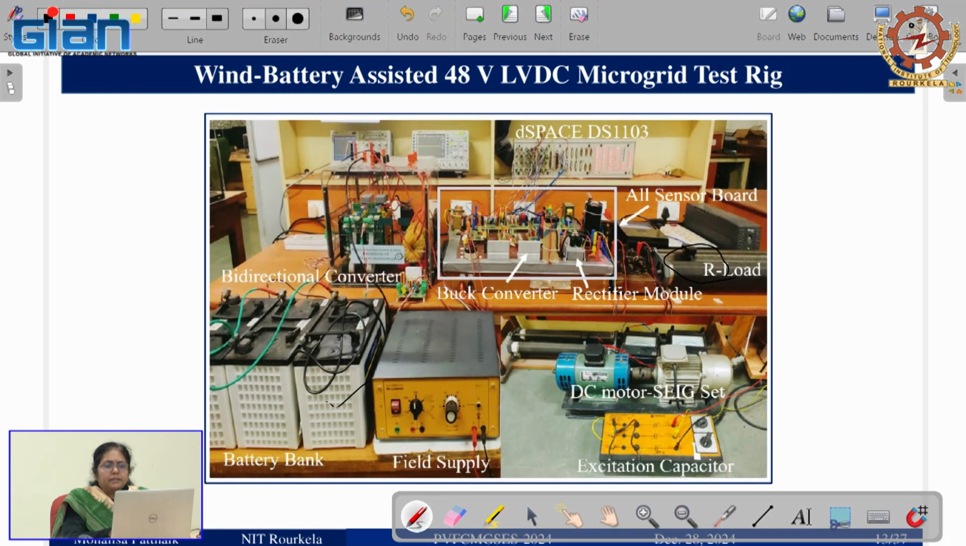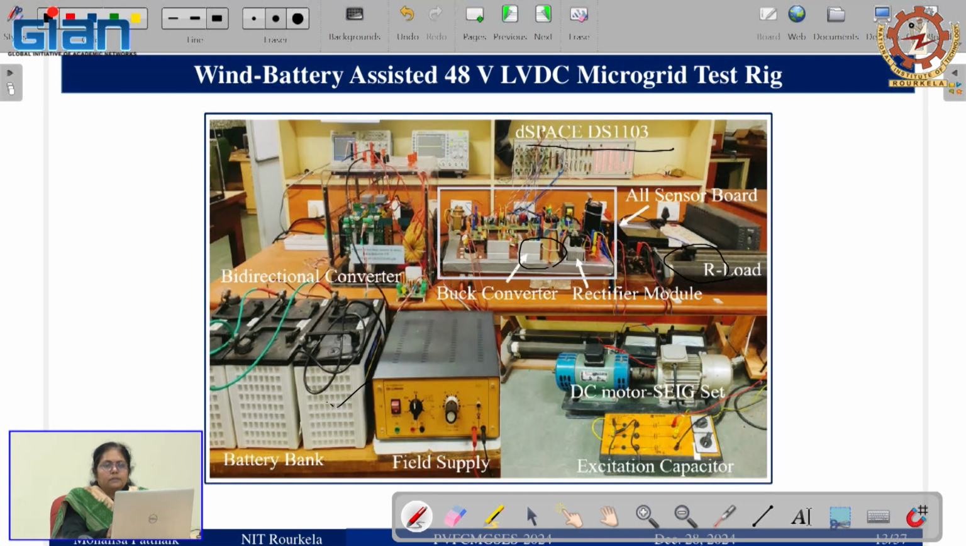This is the corresponding bidirectional converter, and this is the buck converter here. Initially, for very low power, 200-300 watt, we tested. For the buck converter we used a MOSFET, and now we have changed it to IGBT for a little higher power application. We have designed for a 1 kilowatt system. This is the dSPACE controller, which is giving the ADC and DAC. The detail of it will be explained in our tutorial class.